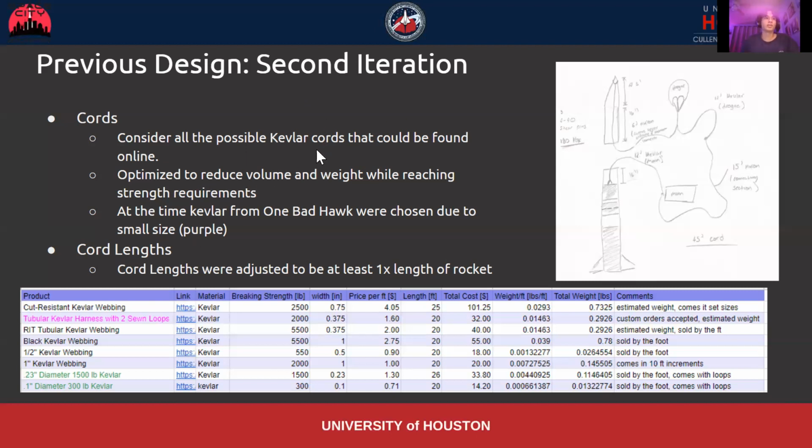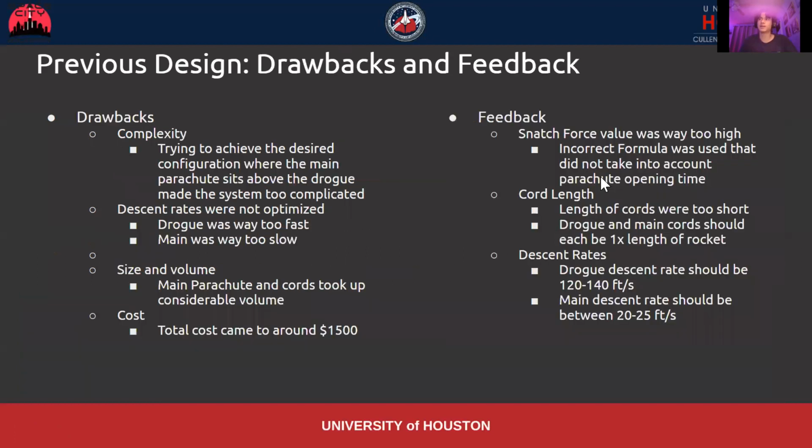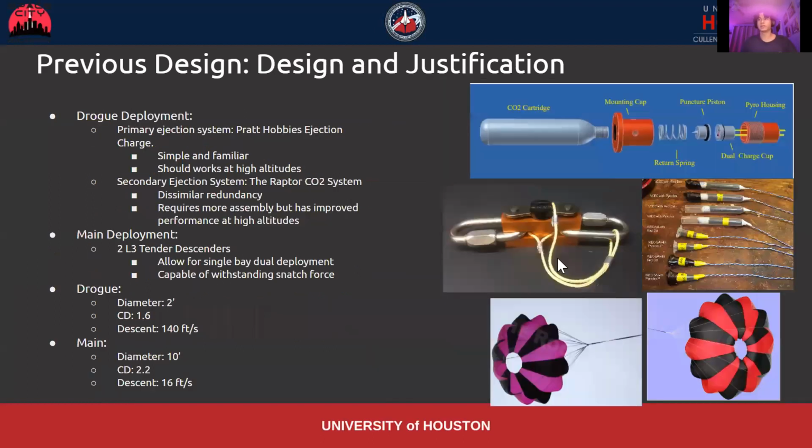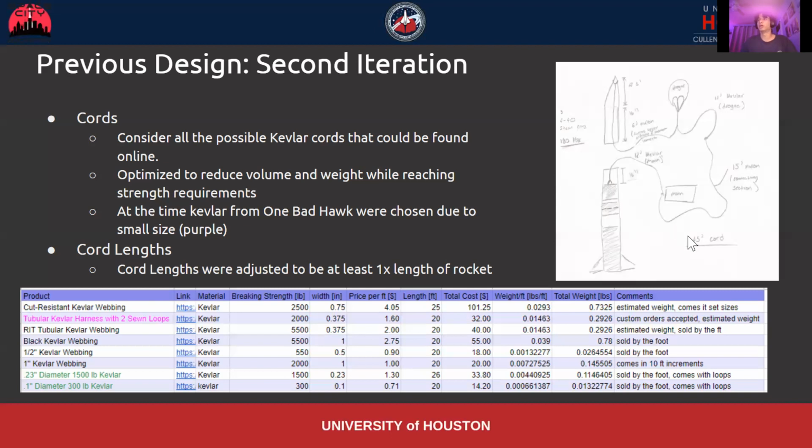For this second iteration here, we had chosen the purple ones here from Juan Bat Hawk, but then later we changed to the ones from Apogee Components. Now the cord lengths, we adjusted the cord lengths to be at least 1 times the length of the rocket. And this picture here just shows what we changed the lengths to. So it's the same configurations as in this one here. It's just, sorry, the lengths of the cords are a little different. And for this one here, we have 45 feet of cord in total.